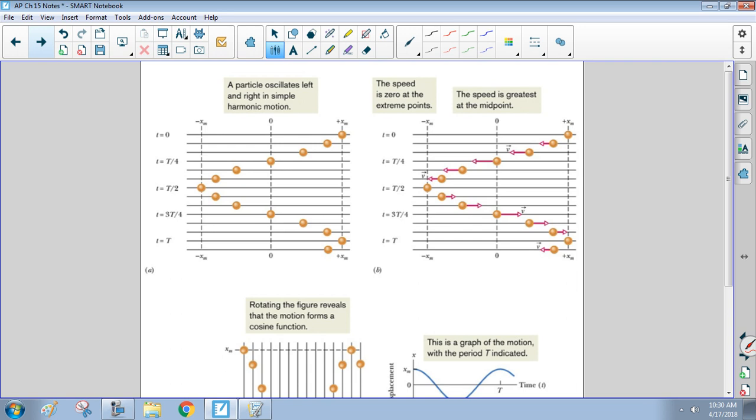I don't know if there's really anything to say about this graph here. What this is meant to represent is just showing you kind of how the motion works. So these are like snapshots, right? It's saying if at time 0 your position is here, then as time goes on, your object is going to get pulled back towards the center. Notice the direction of motion.